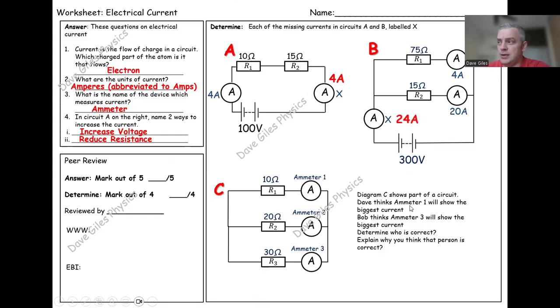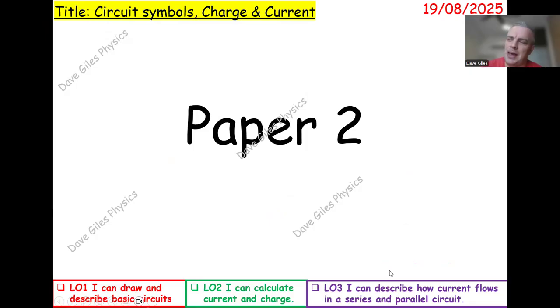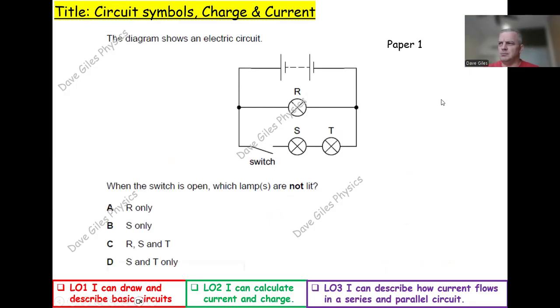Diagram C shows part of the circuit. Dave thinks ammeter 1 will show the biggest current. Bob thinks it's ammeter 3. Who is correct? Obviously, it's going to be Dave. And why? Because current takes the path of least resistance, so most of the current will go through the smallest resistor.